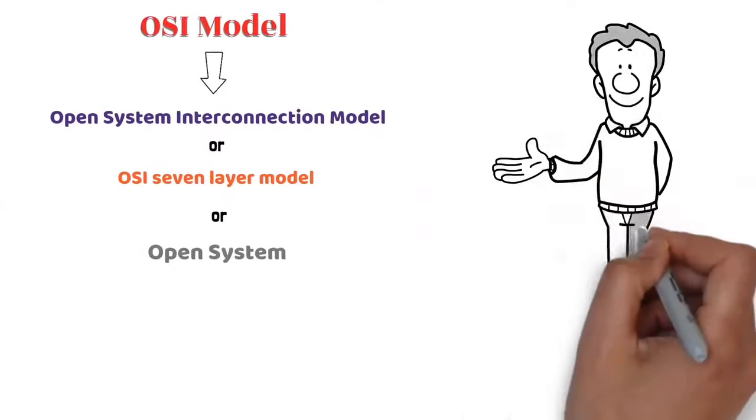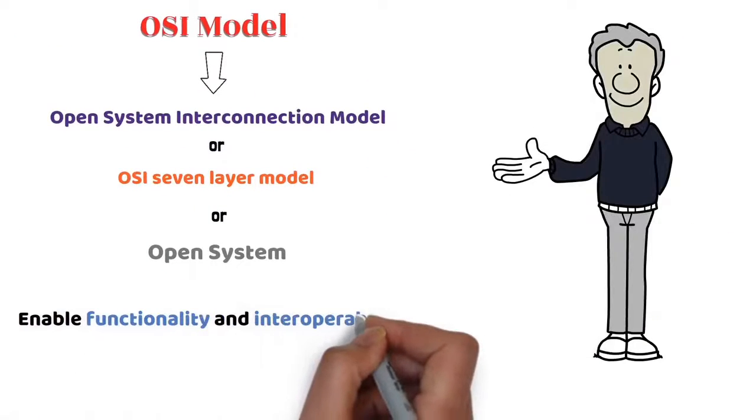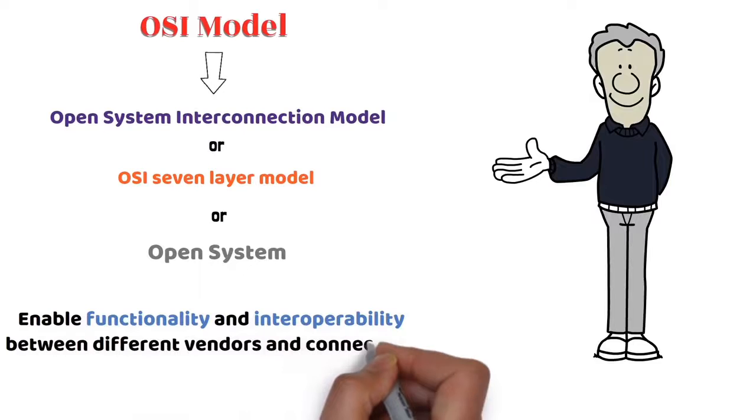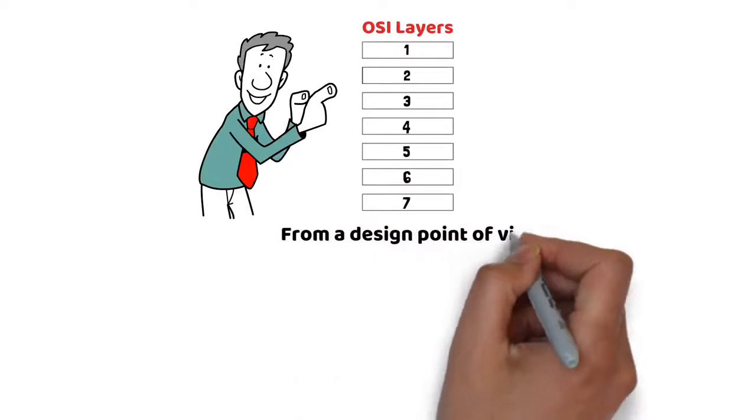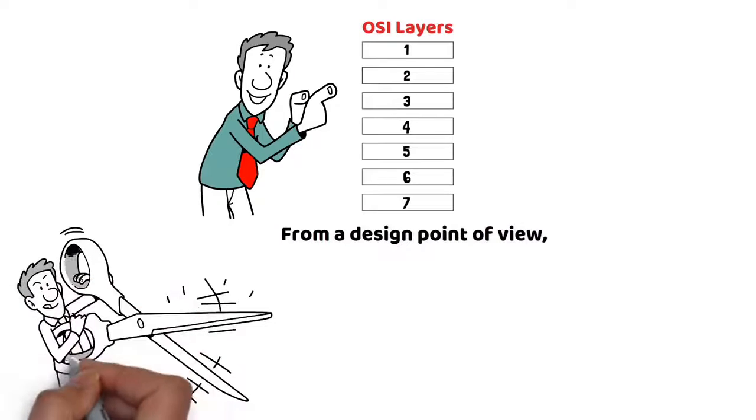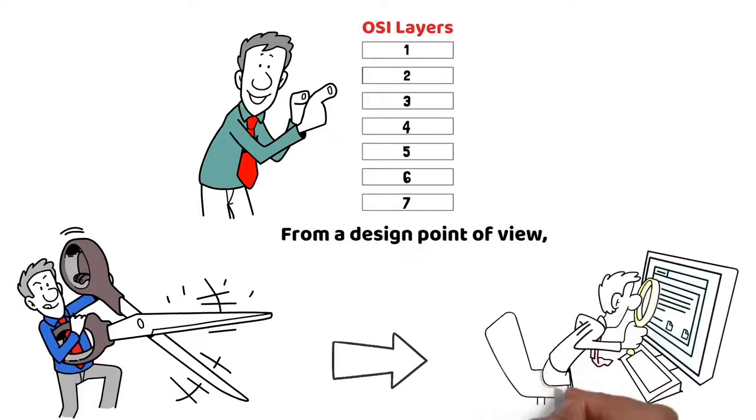The purpose of this model is to enable functionality and interoperability between different vendors and connectors. From a design point of view, it divides larger tasks into smaller, more manageable ones.